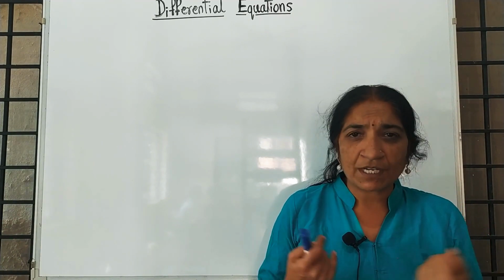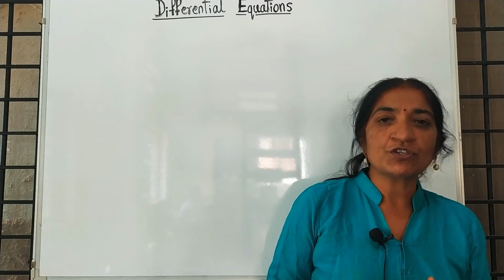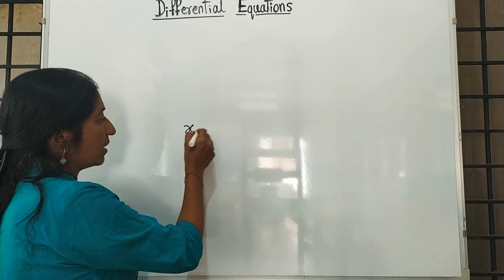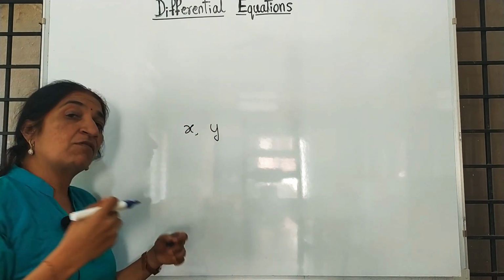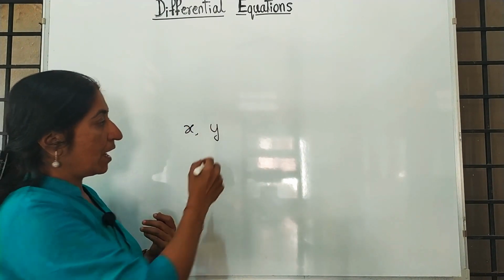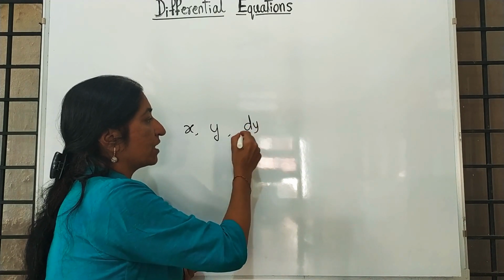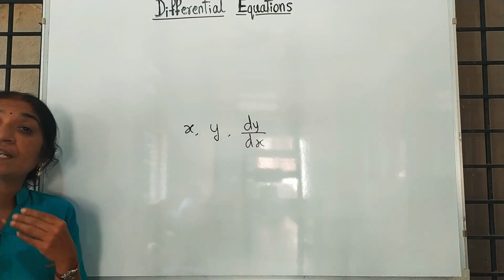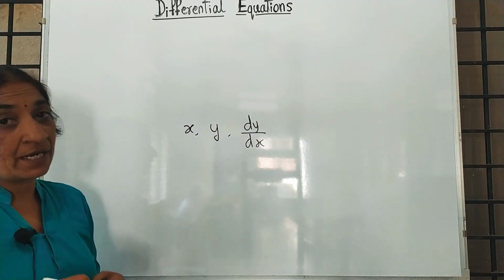So, you are confused after all this. To avoid this confusion, see, in the equation it contains x, y. x and y may be there or may not be there. And derivative, that is dy upon dx. It contains an independent variable and a dependent variable.